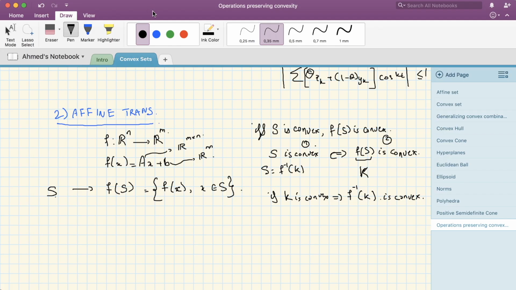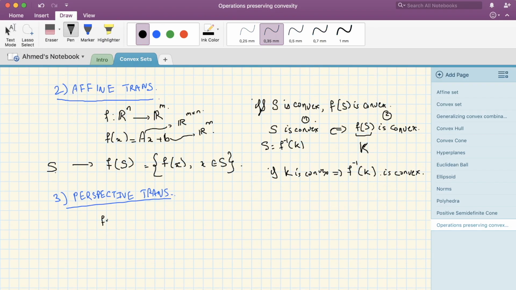There's another type of transformation that also preserves convexity, and it's called a perspective transformation. So as with the affine transformation, where there's an affine function, here we should define something called a perspective function. And what is a perspective function? It's a function f that takes a vector of size, let's say n, and returns a vector in R^(n-1). So a vector with one size less as output. But why is that? It's because this function is doing the following.